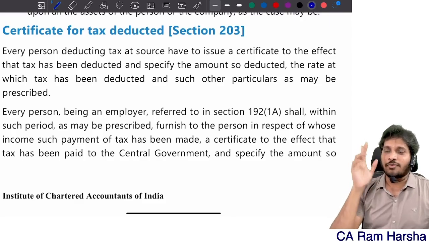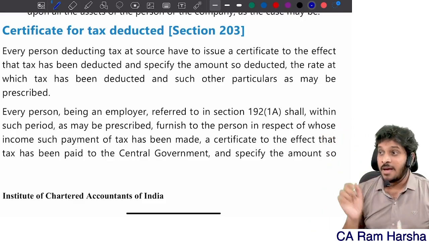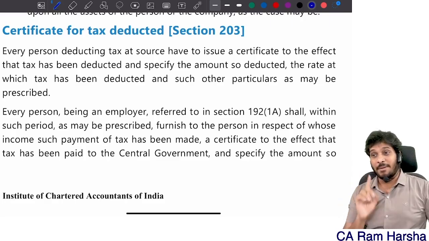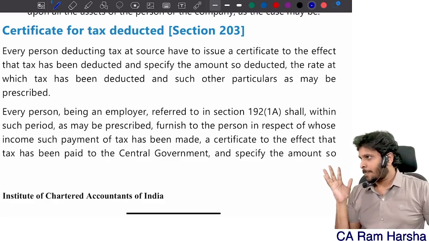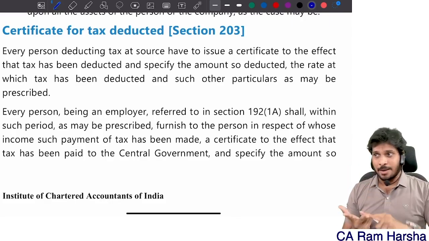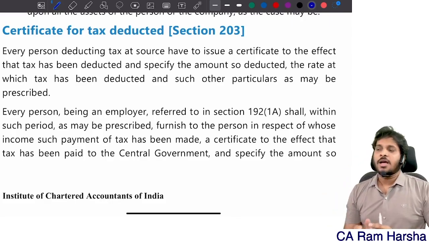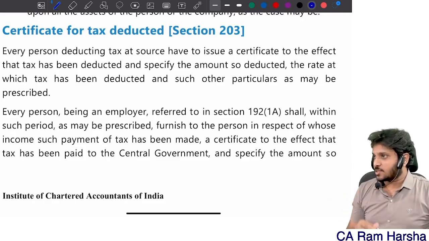Very simple. What do 40A1 and 40A1A say? 40A1 alone, let us see. Any payment to a resident, by not complying with the TDS provision, 30% of that amount will be disallowed. Not complied means what? Either you didn't deduct, or you deducted but did not remit. That's non-compliance.